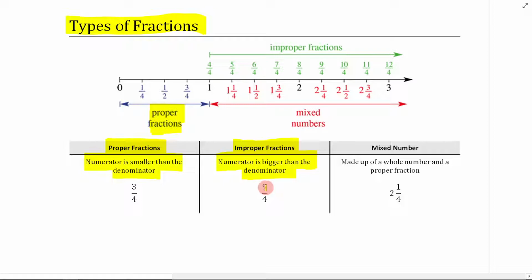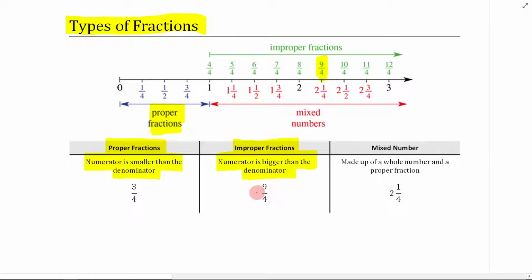As you can see here, 9 on 4, 9 is bigger than 4, so it's an improper fraction. If you look up at our number line here, you can see that 9 on 4 exists here. It's a bit bigger than 2, because here is 2, and it's a bit bigger than that.